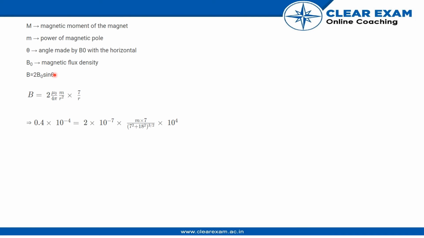So now let's assume some conventions that we are going to use over here. Let capital M be the magnetic moment, small m be the pole strength of the magnet, theta be the angle that is made by B naught with the horizontal, and B naught be the magnetic flux density. So when we solve the vector addition of the magnetic fields, we get B to be equal to 2 B naught sine theta, which is equal to 2 into mu naught upon 4 pi r square into sine theta, that is length 7 upon hypotenuse, that is r.